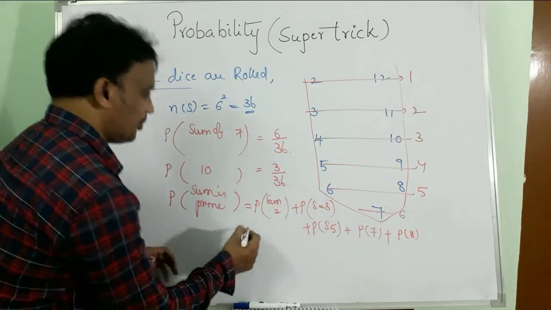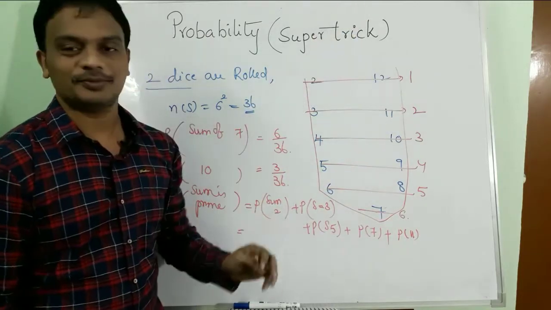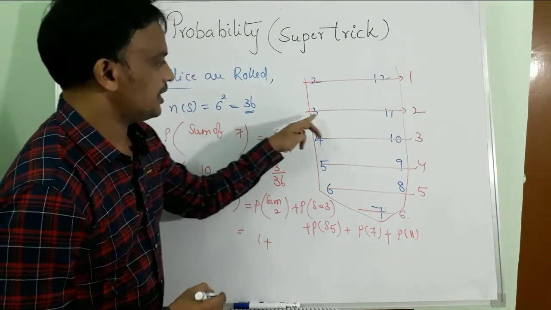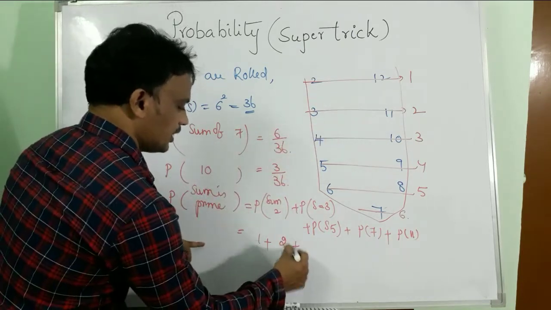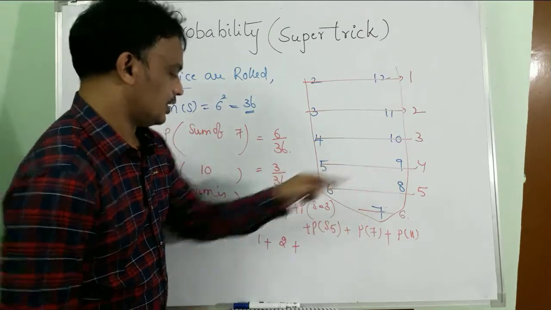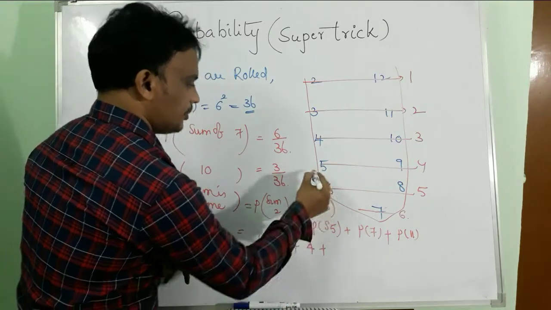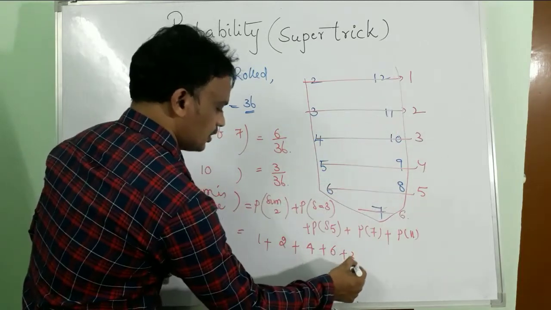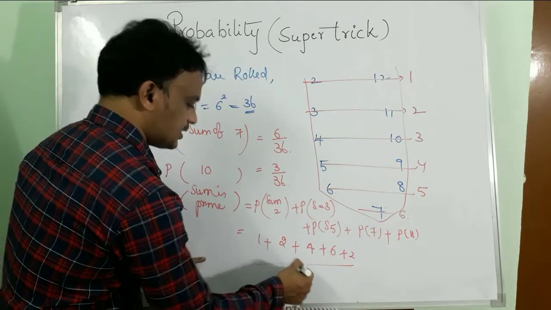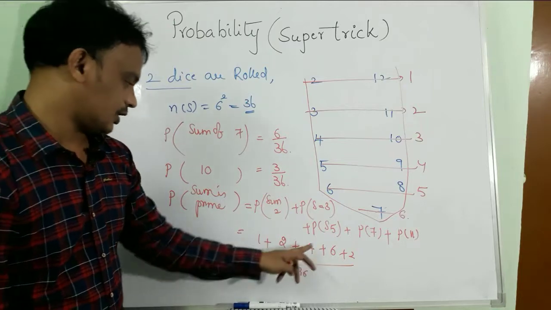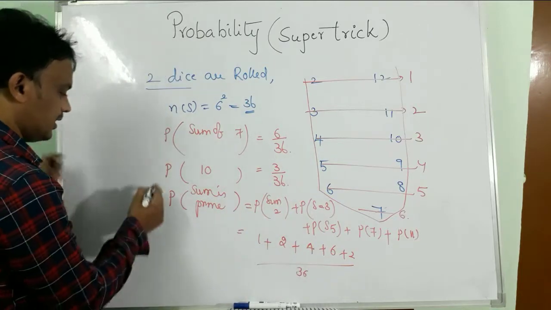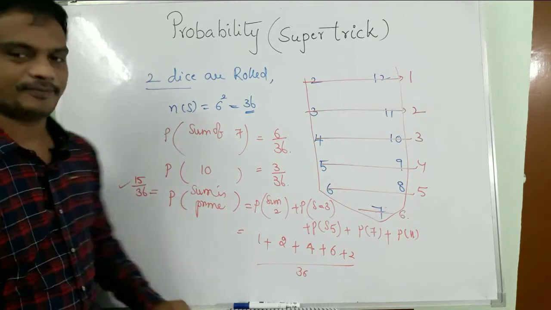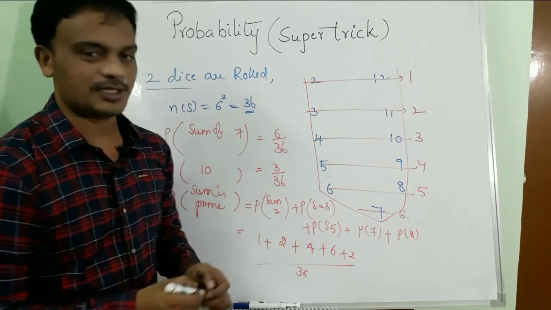By using this Swamiji rule we can get it easily. Sum is 2, it is 1. Sum is 3, which is 2. Sum is 5, which is 4. Sum is 7, which is 6, and sum is 11, which is 2 out of those 36 chances. Total 6 plus 4 is 10, and 14, 15. So this value is 15 by 36. Let us see how simple it is.